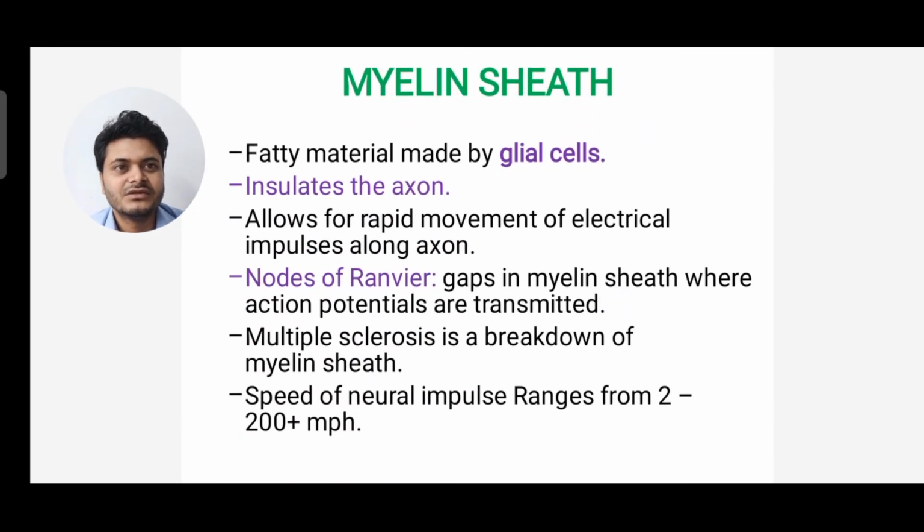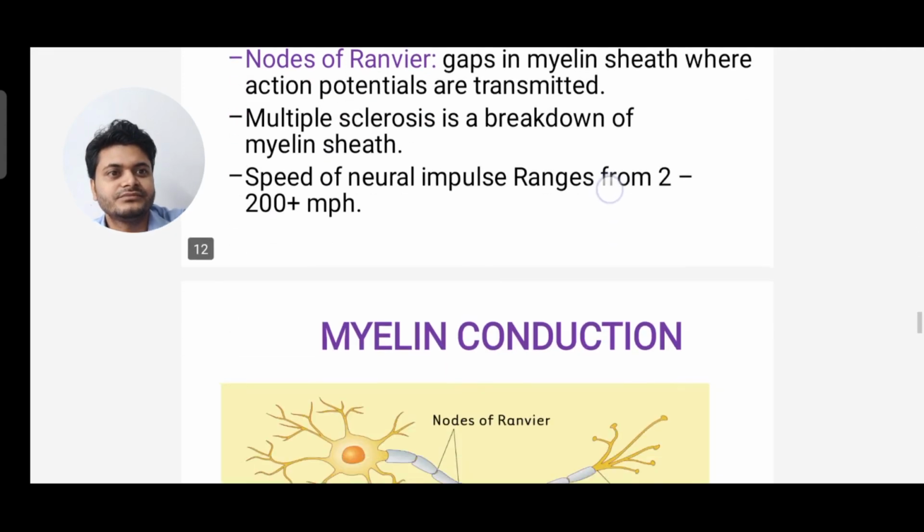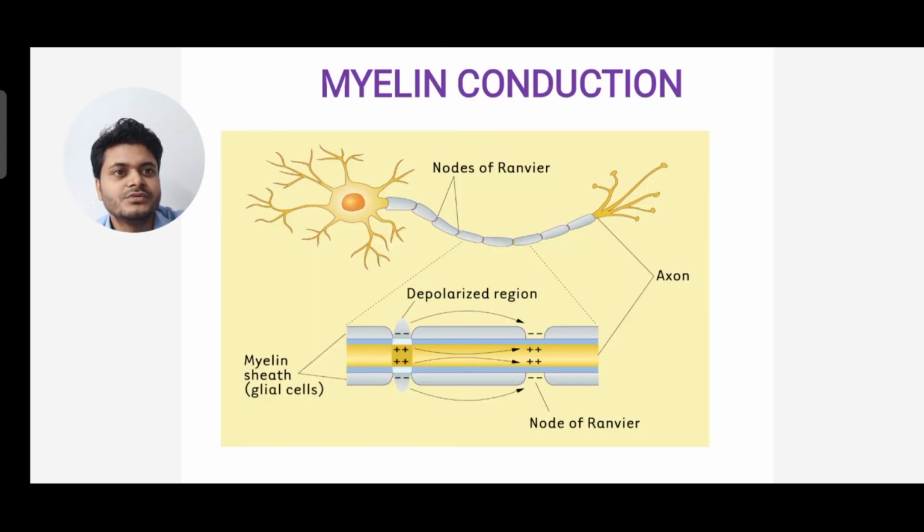Now myelin sheath, what is a myelin sheath? The fatty material made by glial cells, it insulates the axon. It allows for rapid movement of electrical impulses along the axon. And what is a node of Ranvier? The gap in myelin sheath where action potentials are transmitted. Multiple sclerosis is a breakdown of myelin sheath, and the speed of neural impulse ranges from 2 to 200 mph. Next you can see the myelin conduction, the node of Ranvier, and the depolarization.